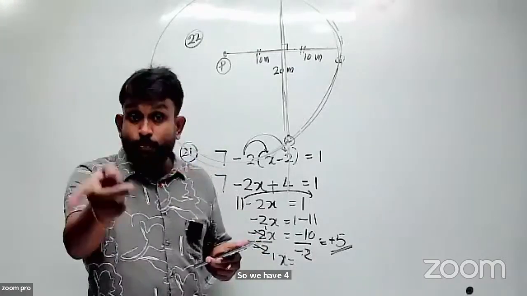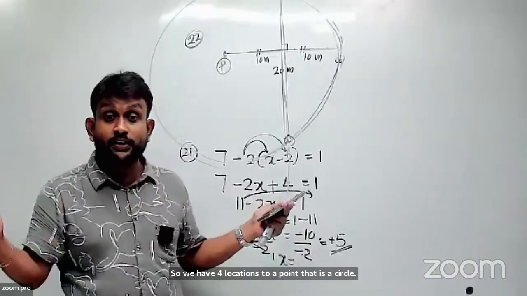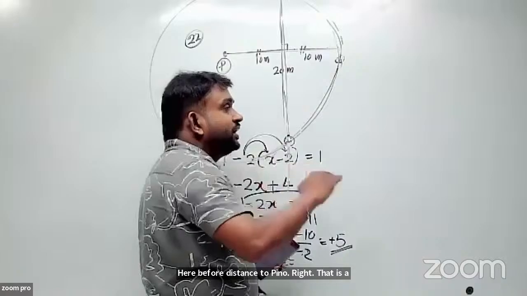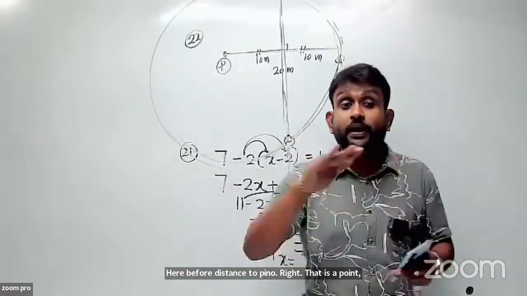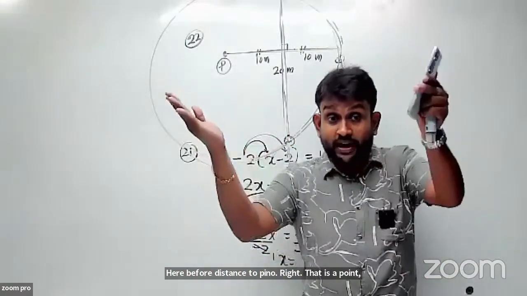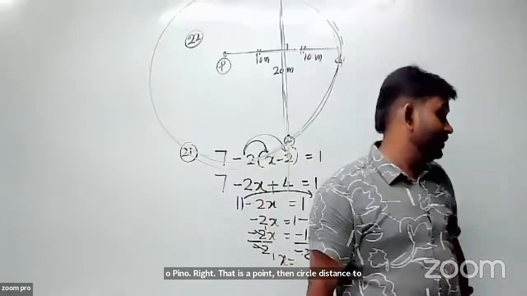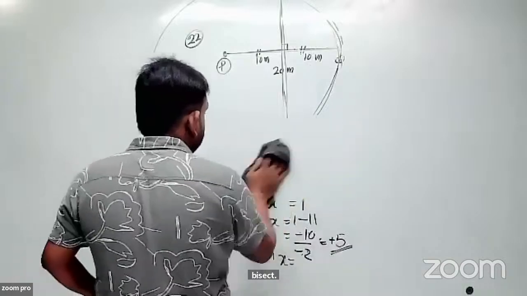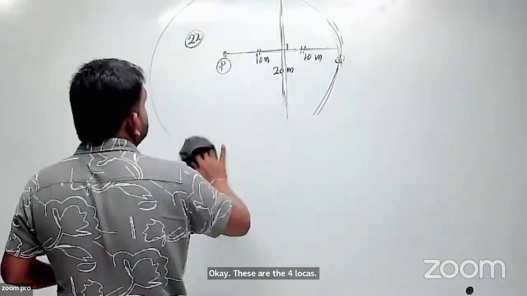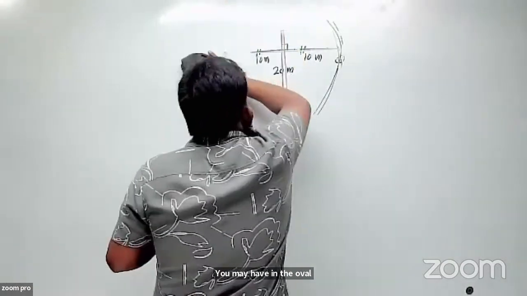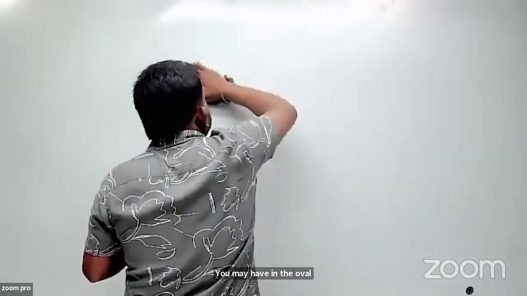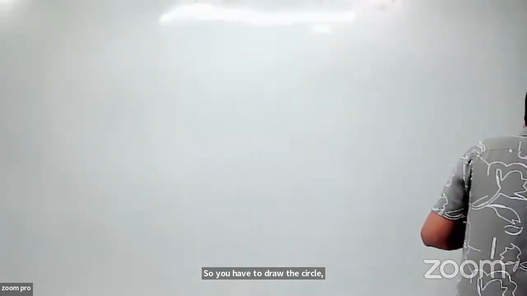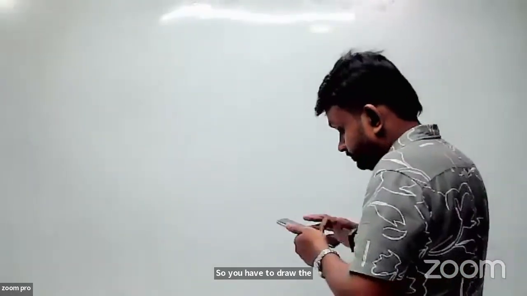Mark it. So we have 4 loci. Equidistant to a point, that is a circle. Equidistant to 2 points P and Q, then perpendicular bisector. Equidistant to a line, that is a parallel line. Equidistant to 2 lines, that is angle bisector. These are the 4 loci you may have in the O-level paper. One locus would come out of that. So we have to draw the circle having center P and radius 20 centimeters.